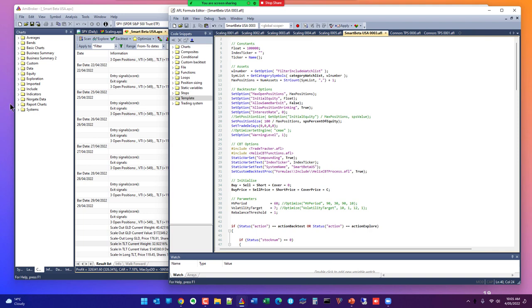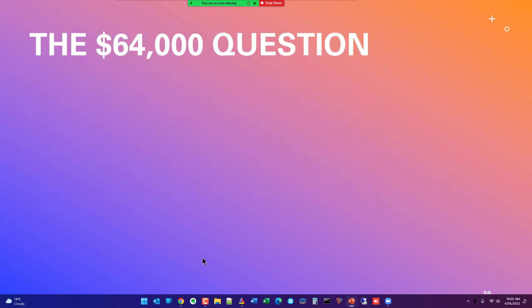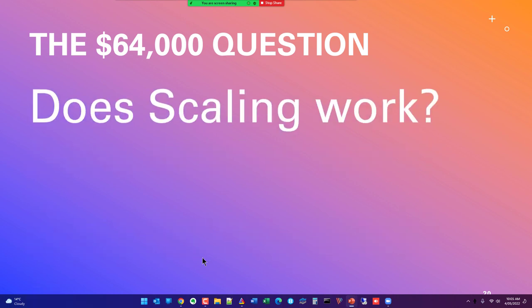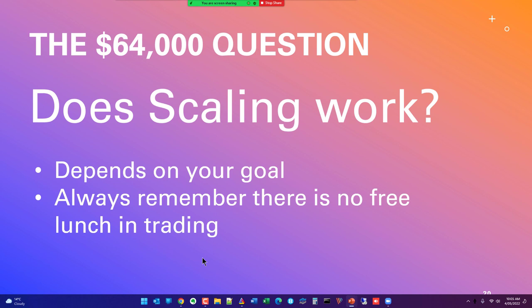Okay, right, so that's scaling in the custom backtester, and if that hasn't blown your mind too much, then I think we'll get to the guts of the presentation now, which is the $64,000 question. Does this damn thing actually work? Is it worth going to all this hassle? And the answer is, it depends. It really depends on what your goal is. What is it that you're actually trying to achieve by scaling? And always bear in mind, there's no free lunch, so whatever it is that you're trying to improve, that's always going to come at a cost. And it just depends whether that cost is higher or lower than the benefit that you're aiming to receive.